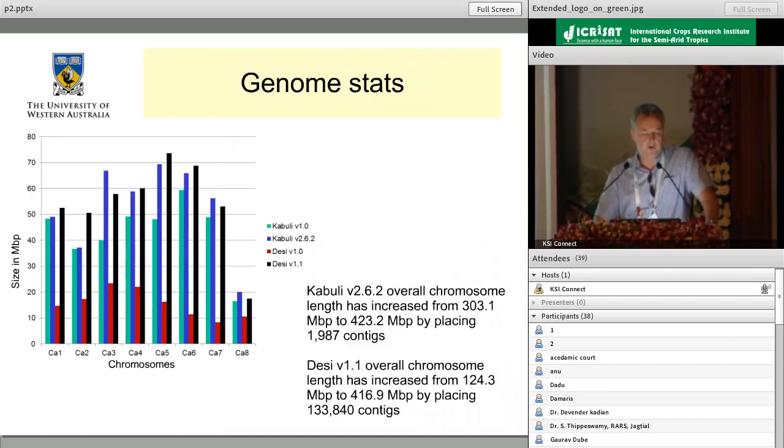This is just a graphic showing the improvements from the initial Kabuli to the latest version of Kabuli that we've got. It's not huge, but the improvement from the original Desi to the current Desi is a vast improvement. We still think there are things we can do here, but for now this is working pretty well.